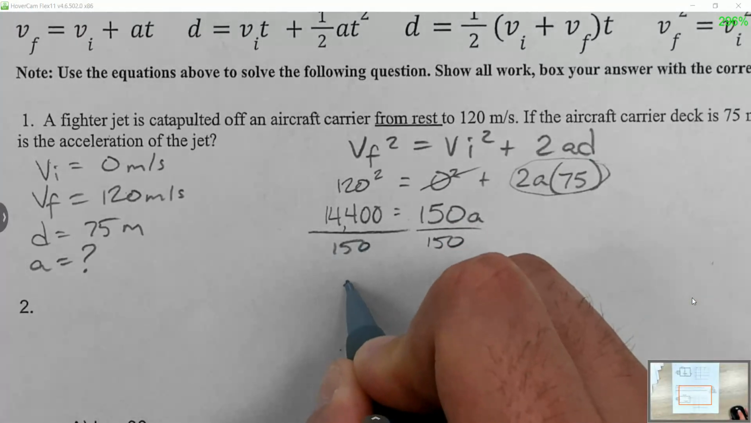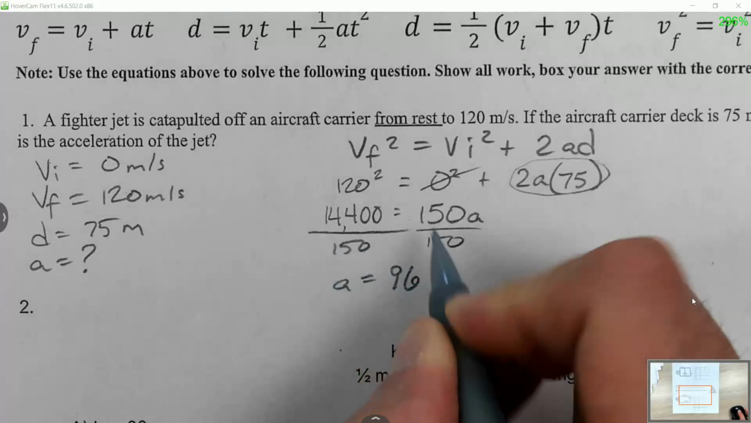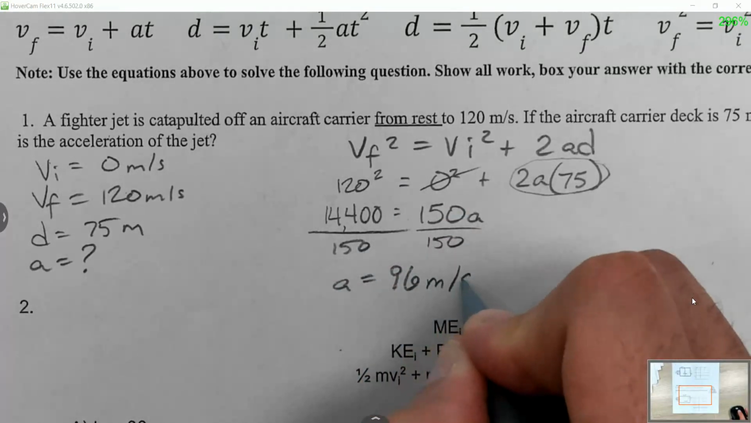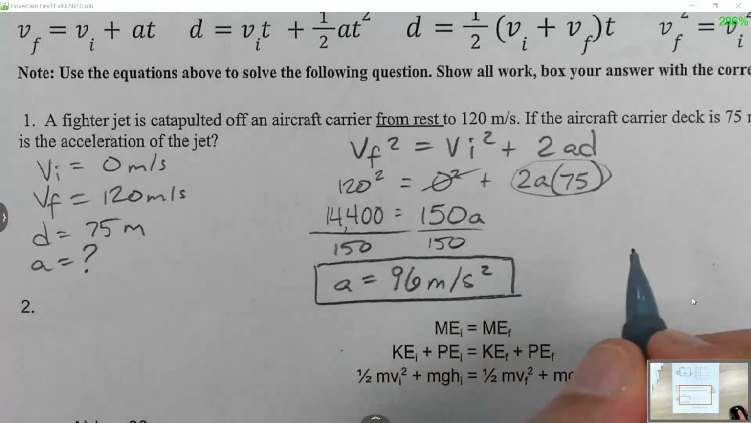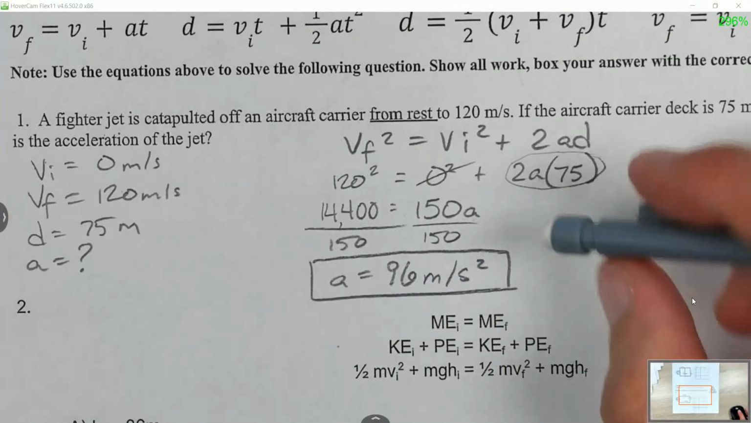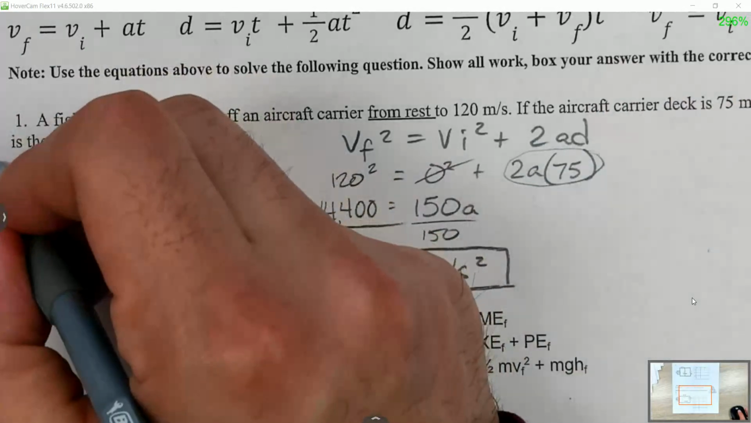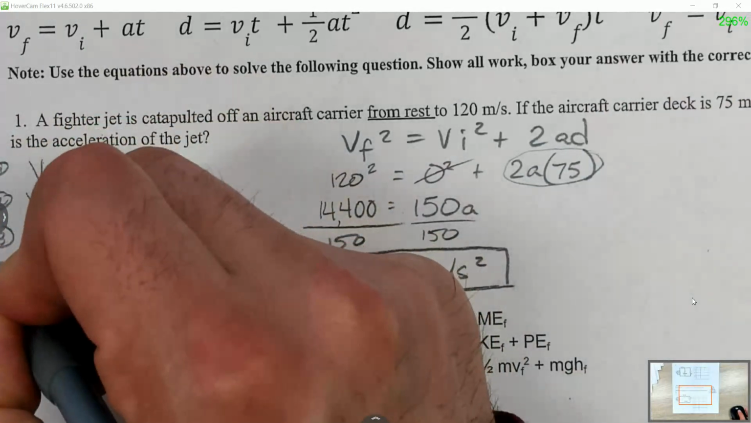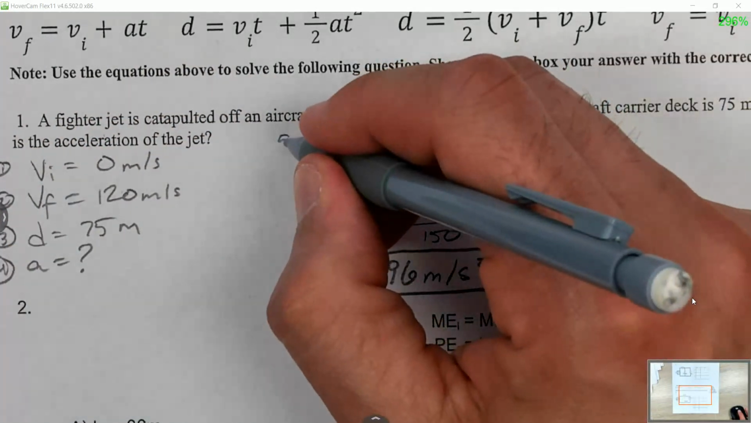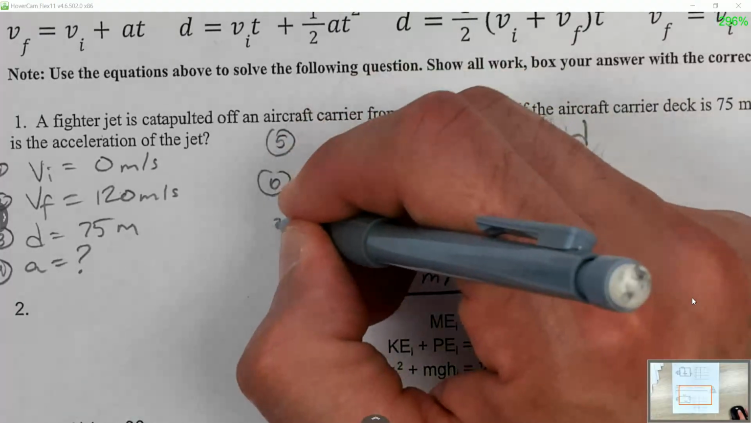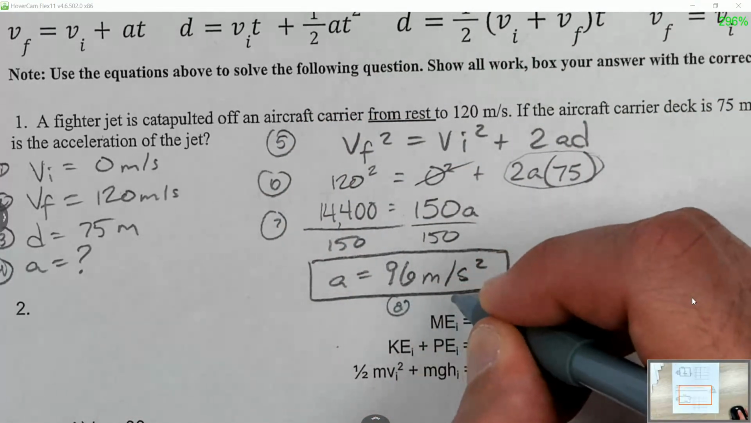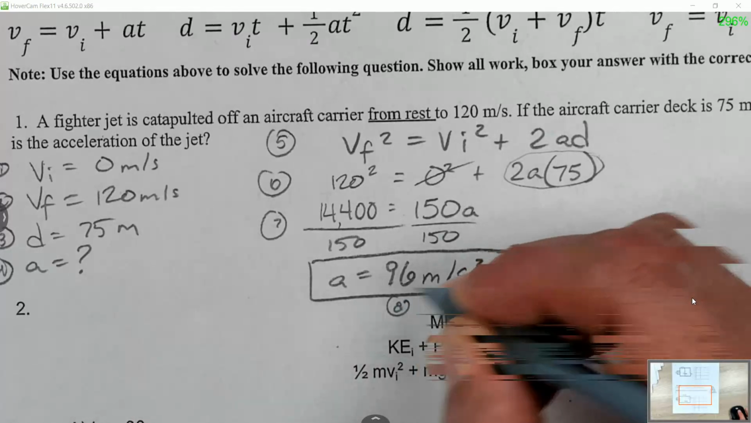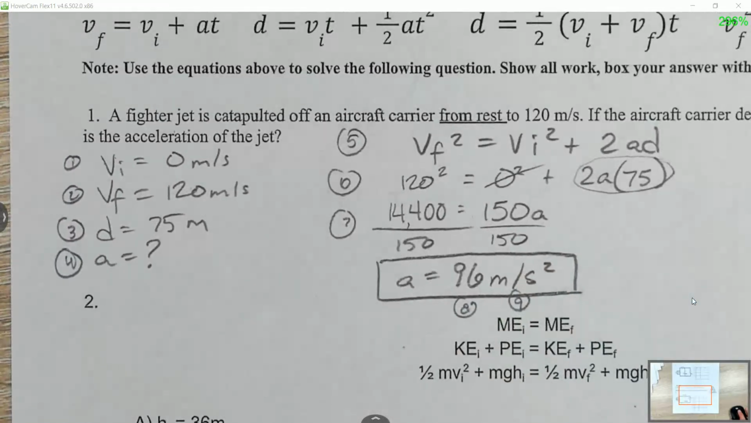And when you do, A is going to come out to 96, and the unit for acceleration is meters per second squared. That you will have to memorize, and it must be labeled on your exam. So this will be like 1, 2, 3, 4, writing this out, 5, 6, 7, for the work, 8, and 9 points for the unit, total. That's how it would be scored.